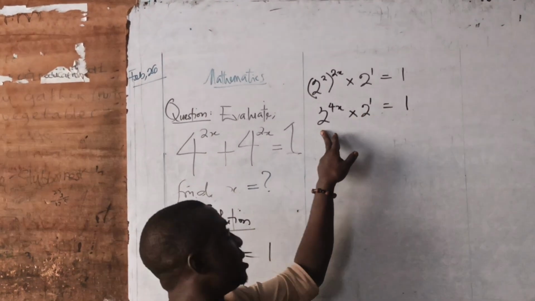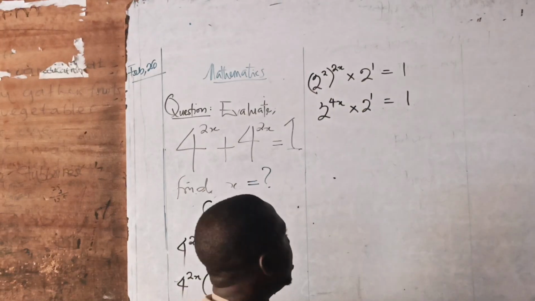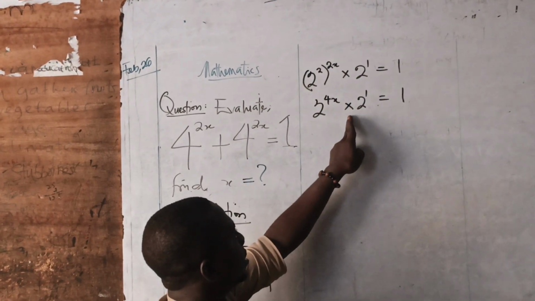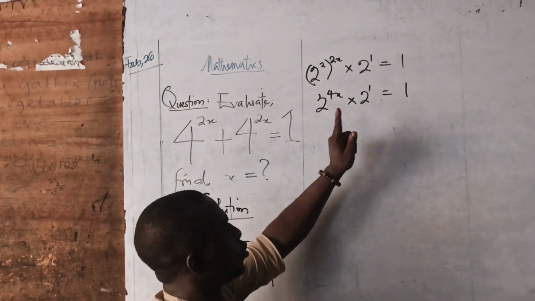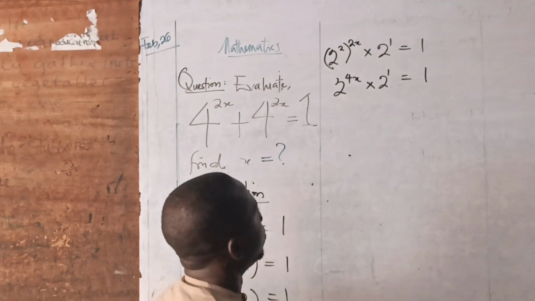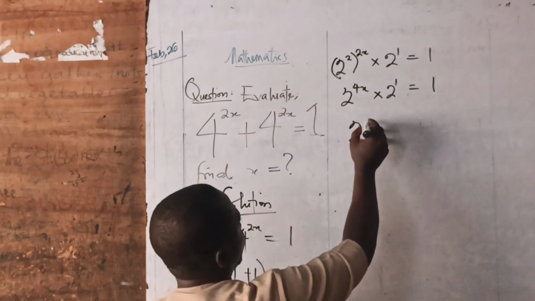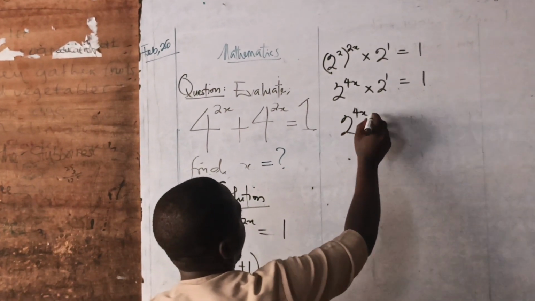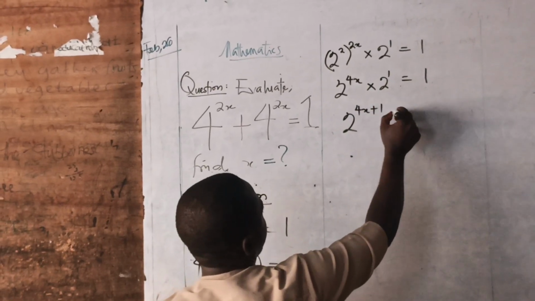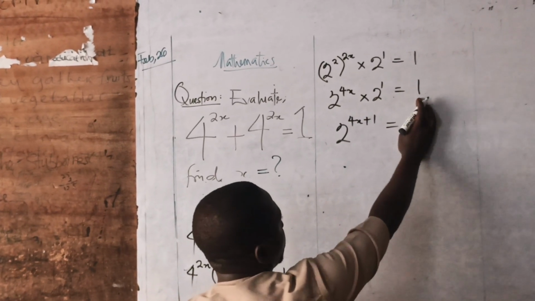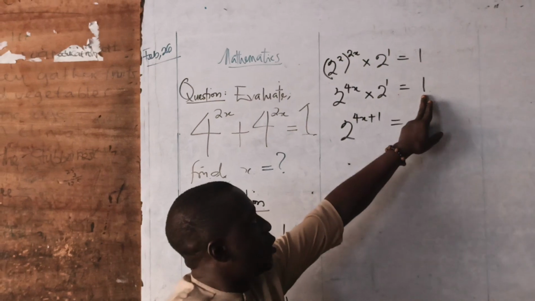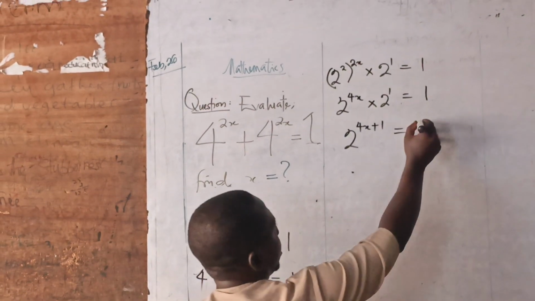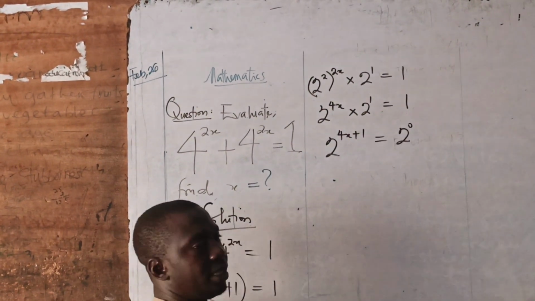According to the law of indices, when we have the same base and multiplication in between them, we have to take one of them and add up their powers. That is 2 raised to power 4x plus 1 is equal to 1. 1 can also be written as 2 raised to power 0 in indices.